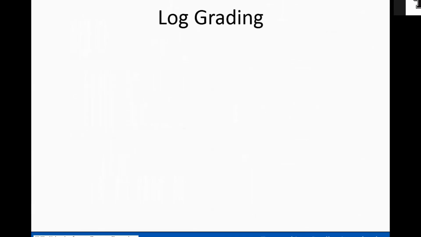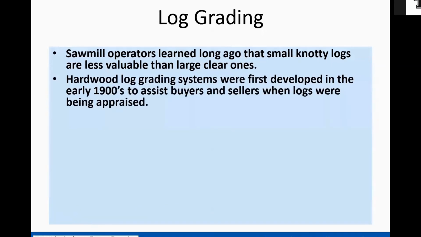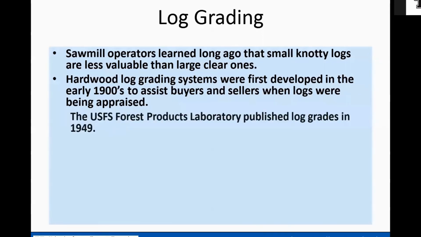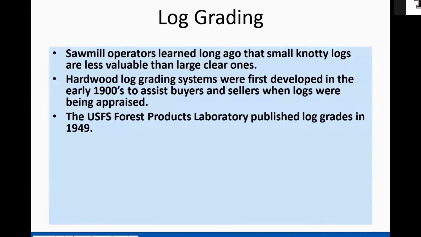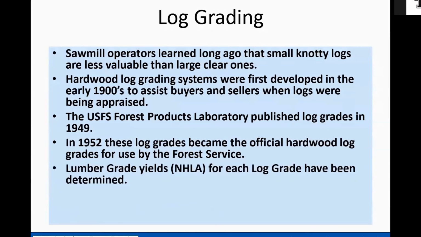And so we can roll on into log grading. Sawmill operators learned a long time ago that small, knotty logs are less valuable than large, clear ones. Hardwood log grading systems have been around since the early 1900s to help buyers and sellers when logs are being appraised, bought, and sold. The U.S. Forest Service Forest Products Laboratory published log grades in 1949. In 1952, these log grades became the official hardwood log grades for use by the Forest Service. Lumber grade yields for each log grade have been determined.